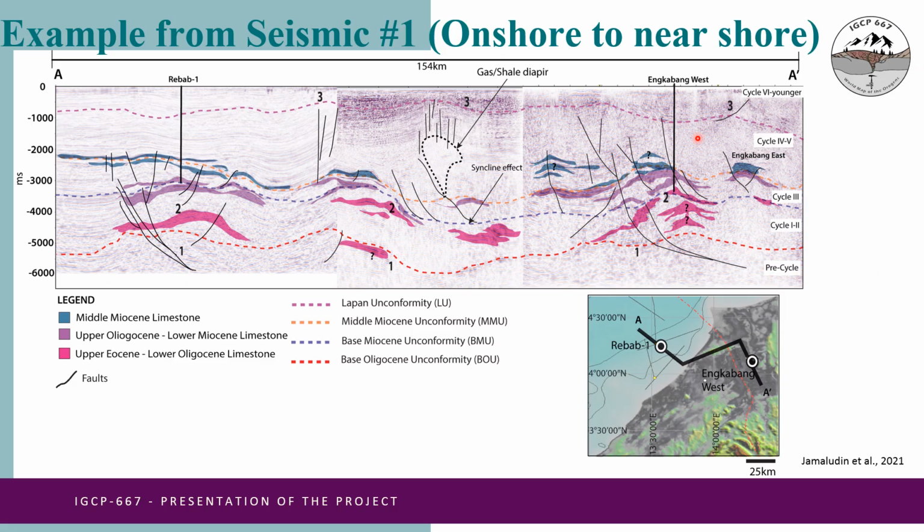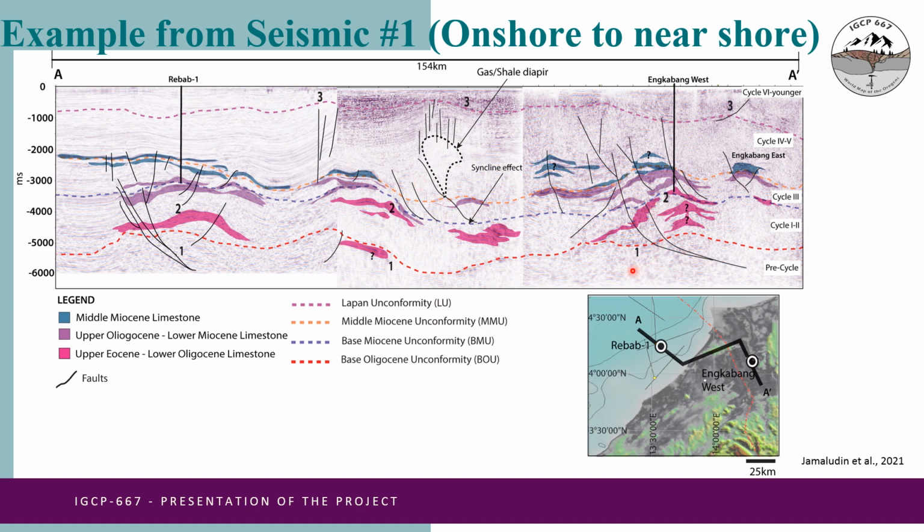Now let's have a closer look at how the reefs grow in Luconia in response to the structural patterns preserved. We will start with the A to A prime cross-section, from the offshore to the onshore sections. In the onshore section and in the offshore, near shore sections, we can see similar fold patterns. The folds are low angle folds and have a long wavelength.